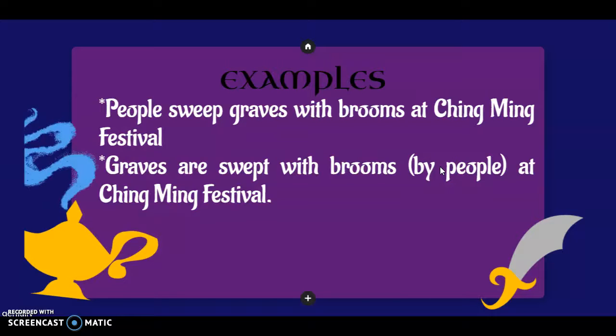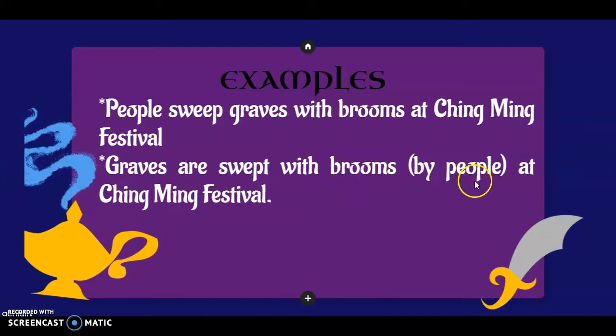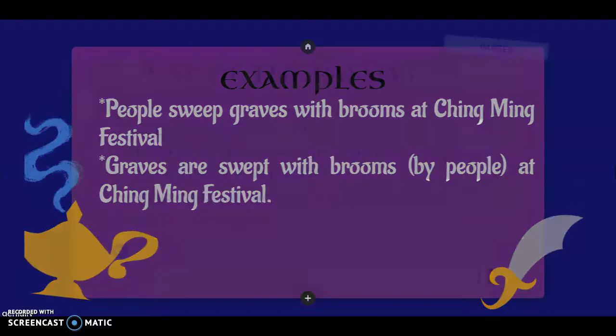In this case, it's optional because it really doesn't matter for this context to know who are the ones that sweep the grapes with brooms at the Qingming Festival, and then just the complement of place at Qingming Festival. Grapes are swept with brooms by people at Qingming Festival.